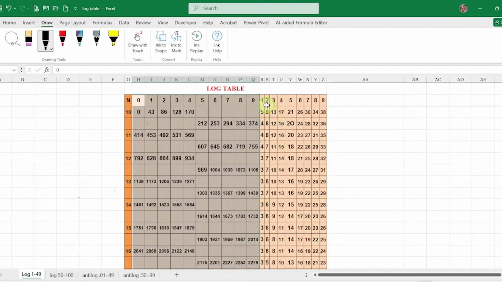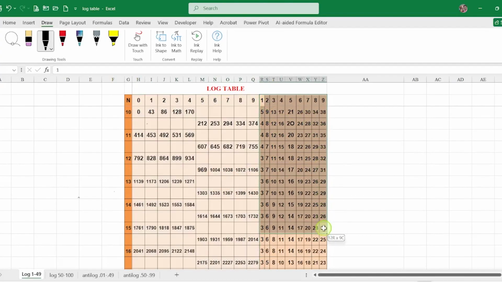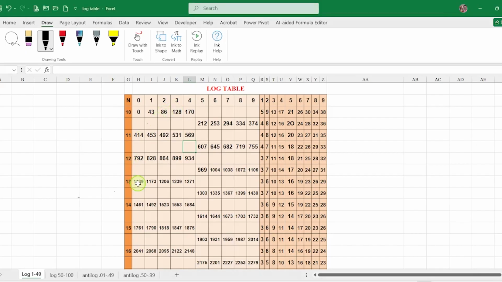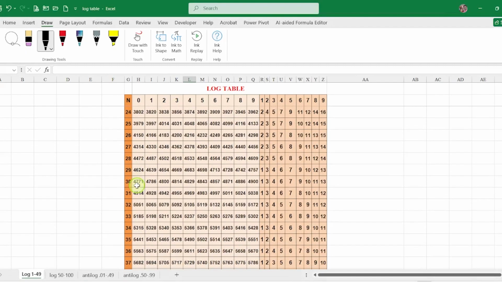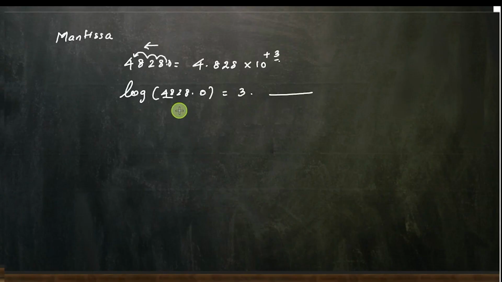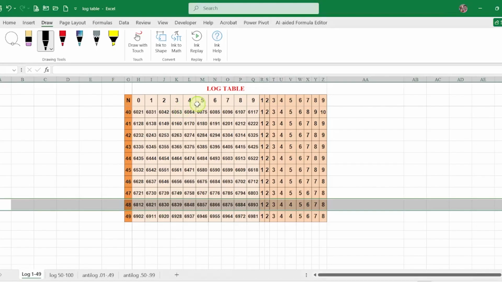And this third column, you have to look at the fourth digit. So now what number do we have here? 48. So this 48th number has to be searched in the first column. Let me go here, and I have chosen 48. Then the third digit is 2. I have to go to the number under 2.